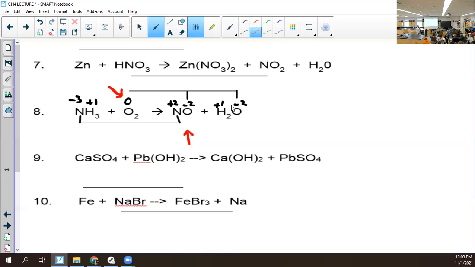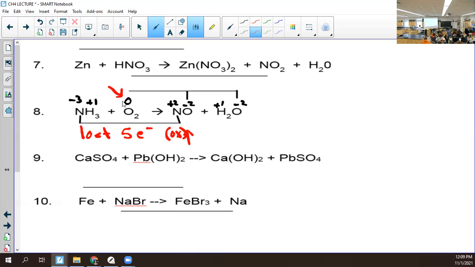Matting energy? Nope. It's with oxygen. Oxygen can tell any element except for what to do. Fluorine. All right, then H is a +1 and O is a -2. So we have N going from -3 to +2. It became less negative, so it must have lost. And how many of them? 5 electrons. And if it lost, we would say it was oxidized.